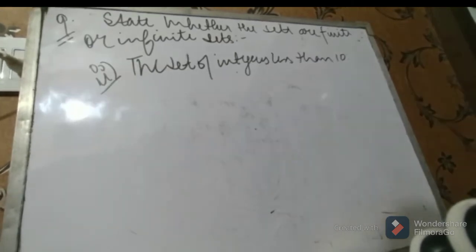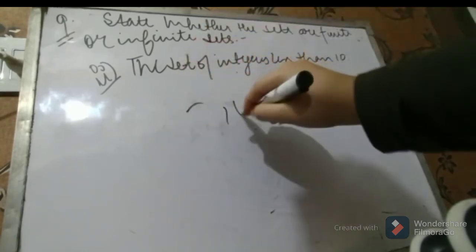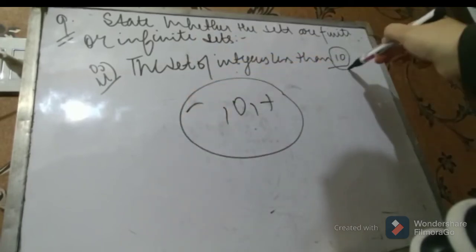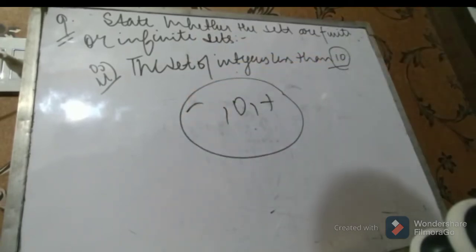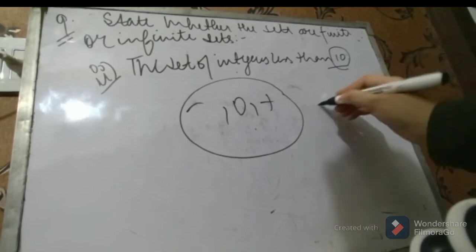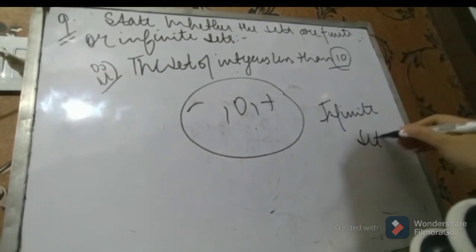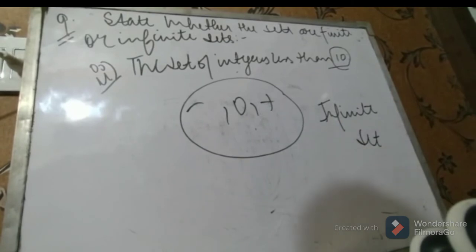Now in the second part, we have to tell whether the set of integers that are less than 10 is an infinite set or a finite set. See, integers include negative numbers also. So please don't forget that. So negative, 0 and positive, all of them are included. Though positive are less than 10, but negative are still there, right? So negative are also unlimited. So if the negatives are unlimited, then the set would be known as the infinite set, right?